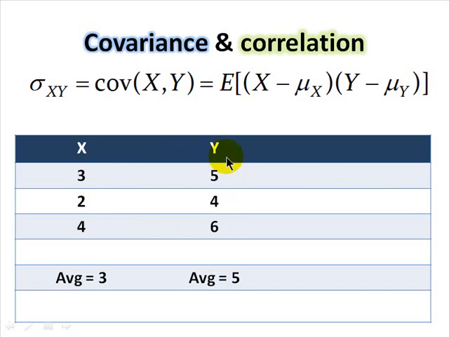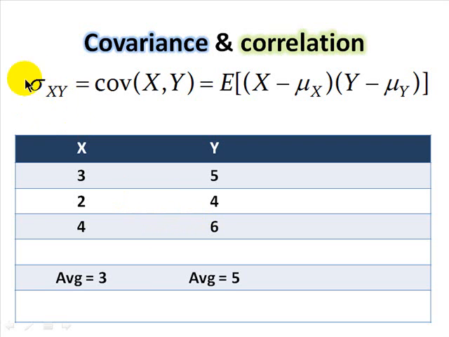When x equals 3, y equals 5. When x equals 2, y equals 4. If you look at this, I deliberately set them up so they move in lockstep. See how y is always 2 greater? So intuitively, you won't be surprised to expect that we're going to get a correlation coefficient of 1.0, perfect correlation. But I wanted to just show how the math works.